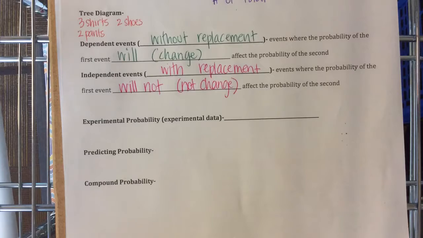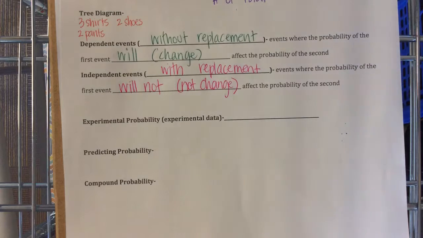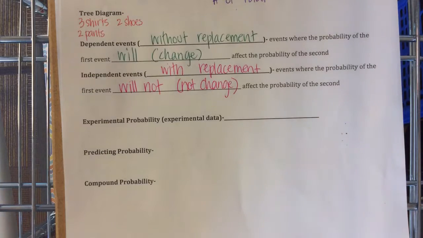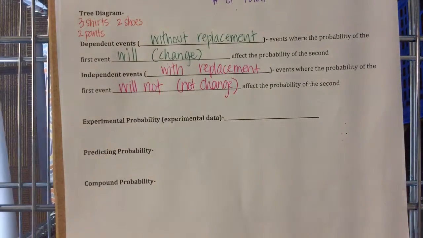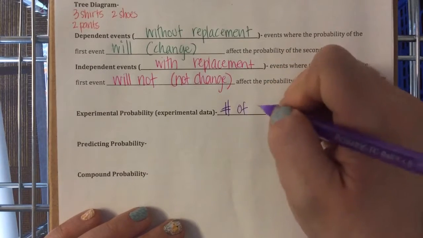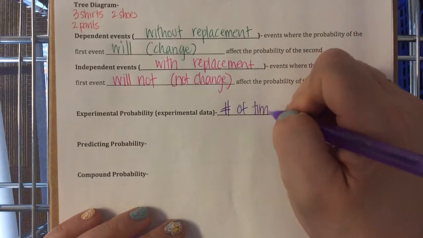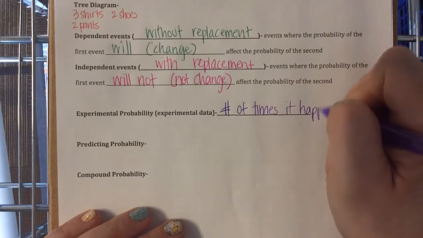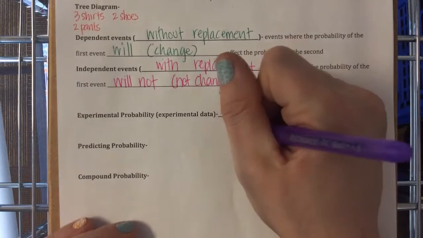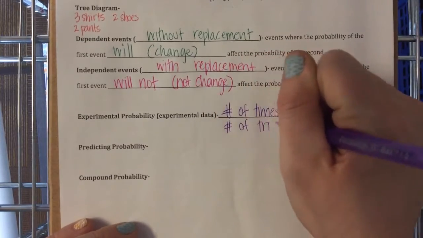Experimental probability. What do you have to have in order to have experimental probability? What do you have to do? An experiment. You have to actually do it. It's different than theoretical probability. Experimental probability doesn't always work out the way you want it to, right? So it's the number of times it happens, the number of occurrences, and the number of trials.